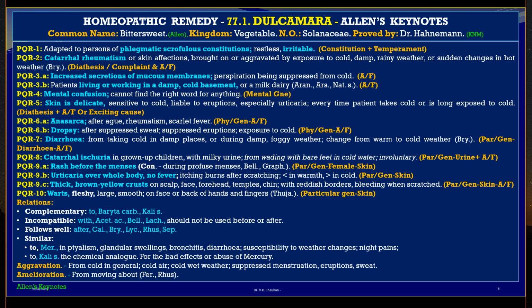So friends, these are the ten central ideas, represented in PQR or red line symptoms, from Allen's Keynotes.